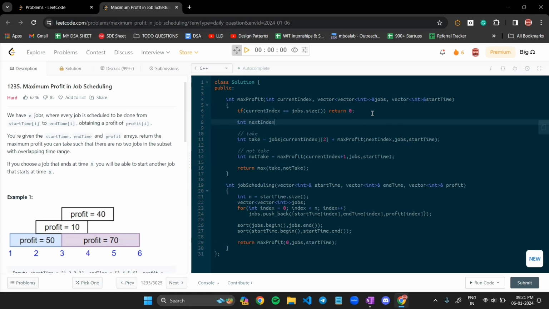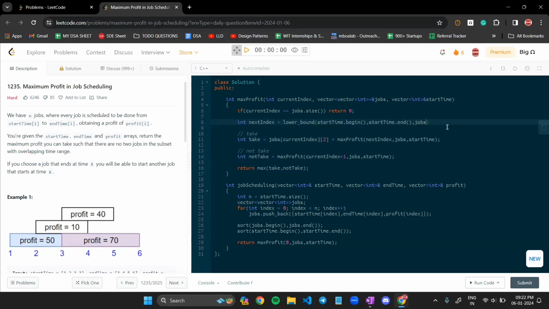So this next index would be lower bound, start time dot begin, start time dot end. And whose next do we want to find? What this lower bound does is it gives us the just greater value to whatever value we mention here as the third parameter. Since we are going to take the current job, our next job should start at a time which is equal to the end time of the current job, or greater than the end time of the current job.